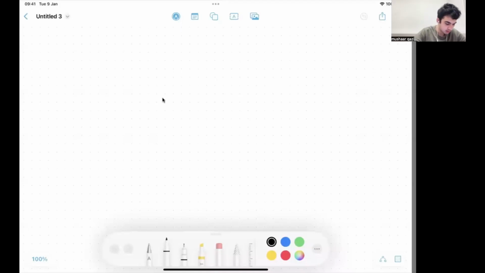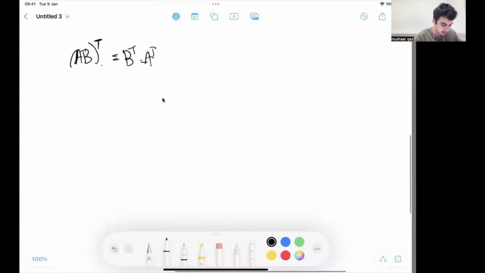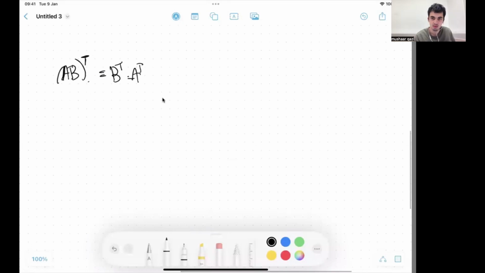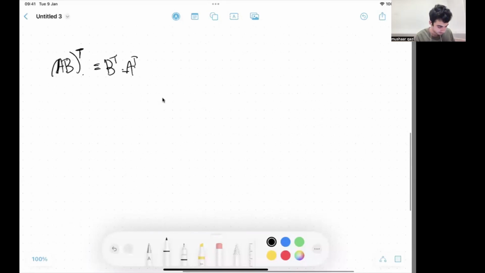Okay. Here we'll be proving that if we have the matrix AB and we take its transpose, then this is equal to the product of B transpose times A transpose. So I'll begin by assuming that A and B are matrices such that they can be multiplied. Of course, not all matrices can be multiplied. I'm not going to write it down because it's quite evident. Obviously, we're not looking at matrices that can't be multiplied.